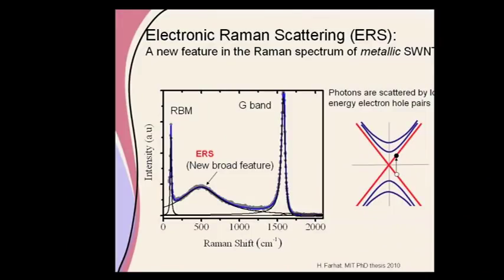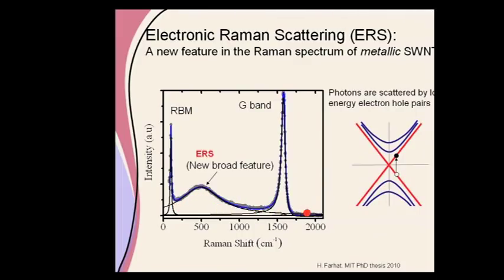And this is something new. It's submitted but not published. And this is electronic Raman scattering. So what is this effect? This effect has been seen in other systems, but this is the first time it's been seen in the carbon system. So a photon comes in, makes an electron-hole pair. Electron-hole pairs can be generated for any different kind of wave vector. So that's the reason that you have this very broad band.